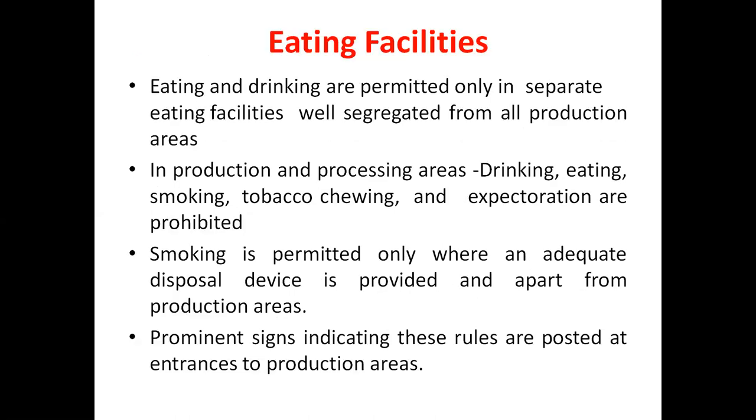Then, eating facilities. Eating and drinking are permitted only in separate eating facilities. So you cannot sit wherever you want to have eating, drinking, or something else. That's why eating and drinking are permitted only in separate eating facilities, well segregated from all production areas. In production and processing areas, drinking, eating, smoking, tobacco chewing and expectoration are highly prohibited.